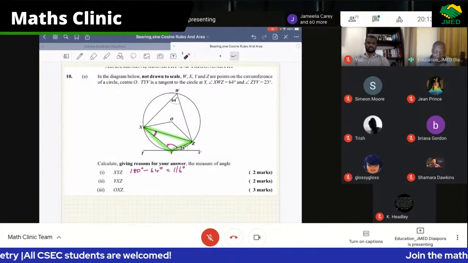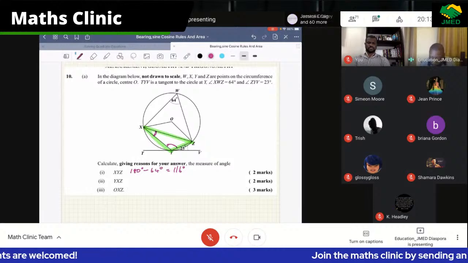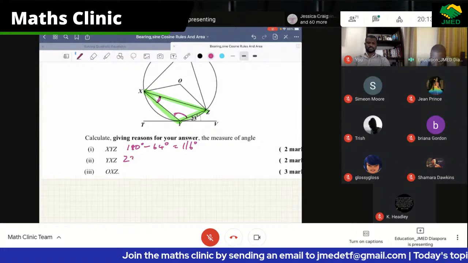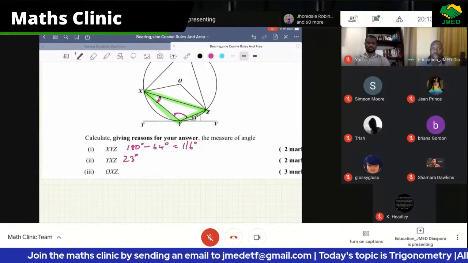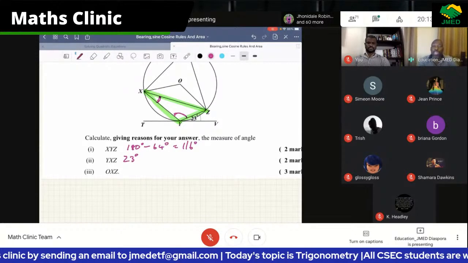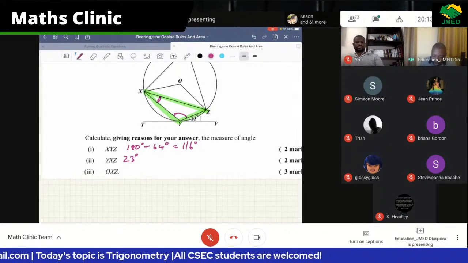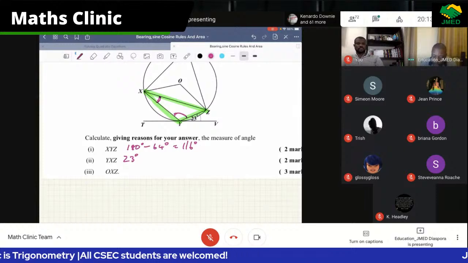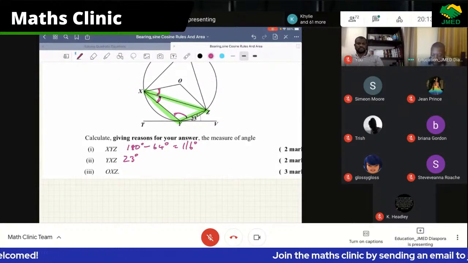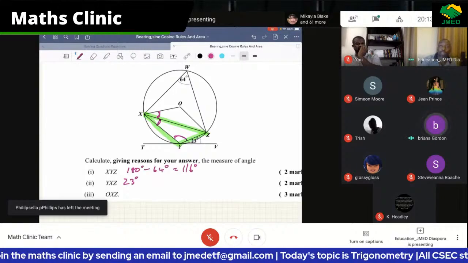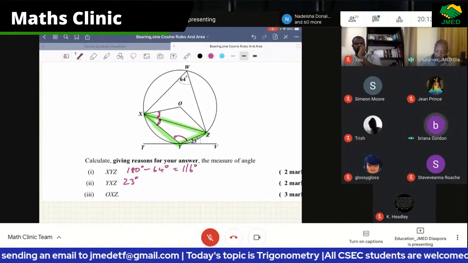So we would say that that angle is that 25? I think am I seeing right? 23 degrees. 23 degrees. Yes? Angles in the opposite segment. Yes? And OXZ, that's this angle here. What will that angle be? It values 3 marks. 26. 26? How did you get 26?